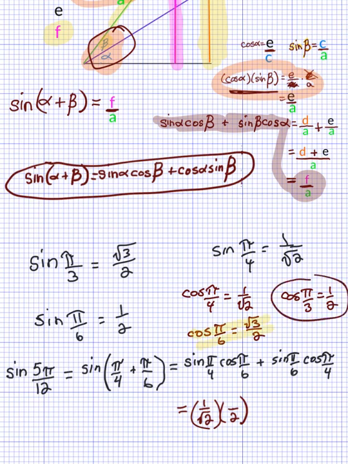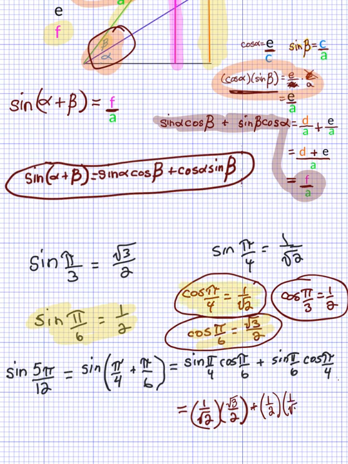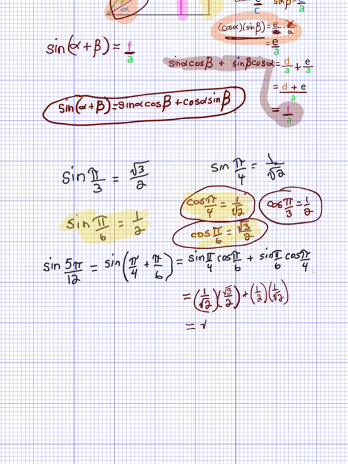Okay, so plus the sine of pi by 6, which is 1/2, times the cosine of pi by 4, which is 1 over root 2. And that just equals, we'll multiply them out, root 3 over 2 root 2, plus 1 over 2 root 2, which equals root 3 plus 1 over 2 root 2.